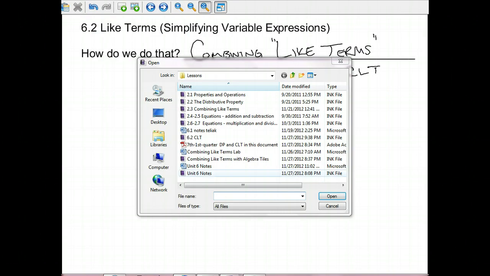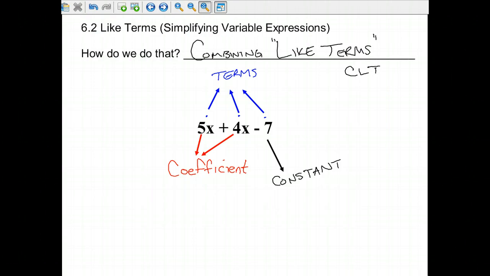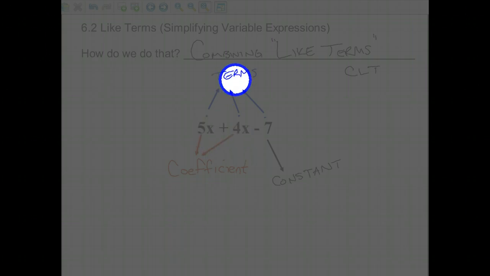What we have here, put the spotlight on and we'll look at everything. So terms. Those are the things that are separated by addition and subtraction. So here's a term, 5x. And then we have addition, so this is positive 4x, the next term. And then negative 7, that's our last term.